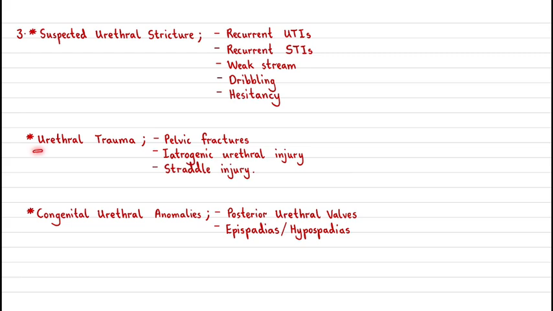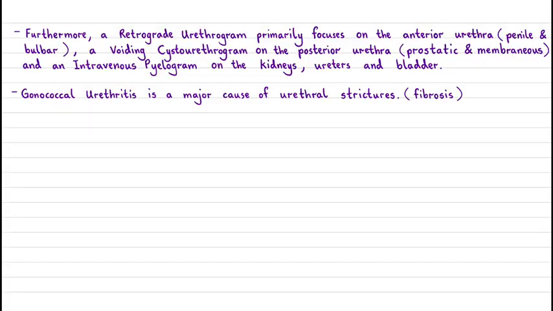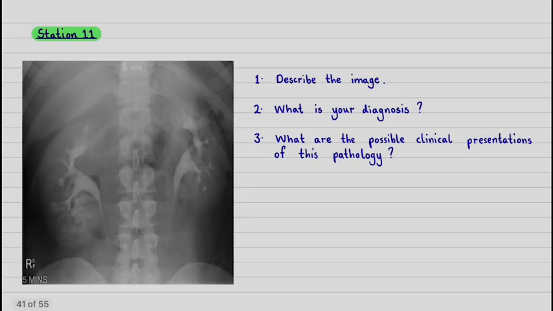And then urethral trauma. So pelvic fractures might cause urethral trauma, as well as iatrogenic urethral injury, such as during catheterization, and straddle injuries. And lastly, congenital urethral anomalies, which include posterior urethral valves, epispadias, and hypospadias. And then side note, gonococcal urethritis is a major cause of urethral strictures.